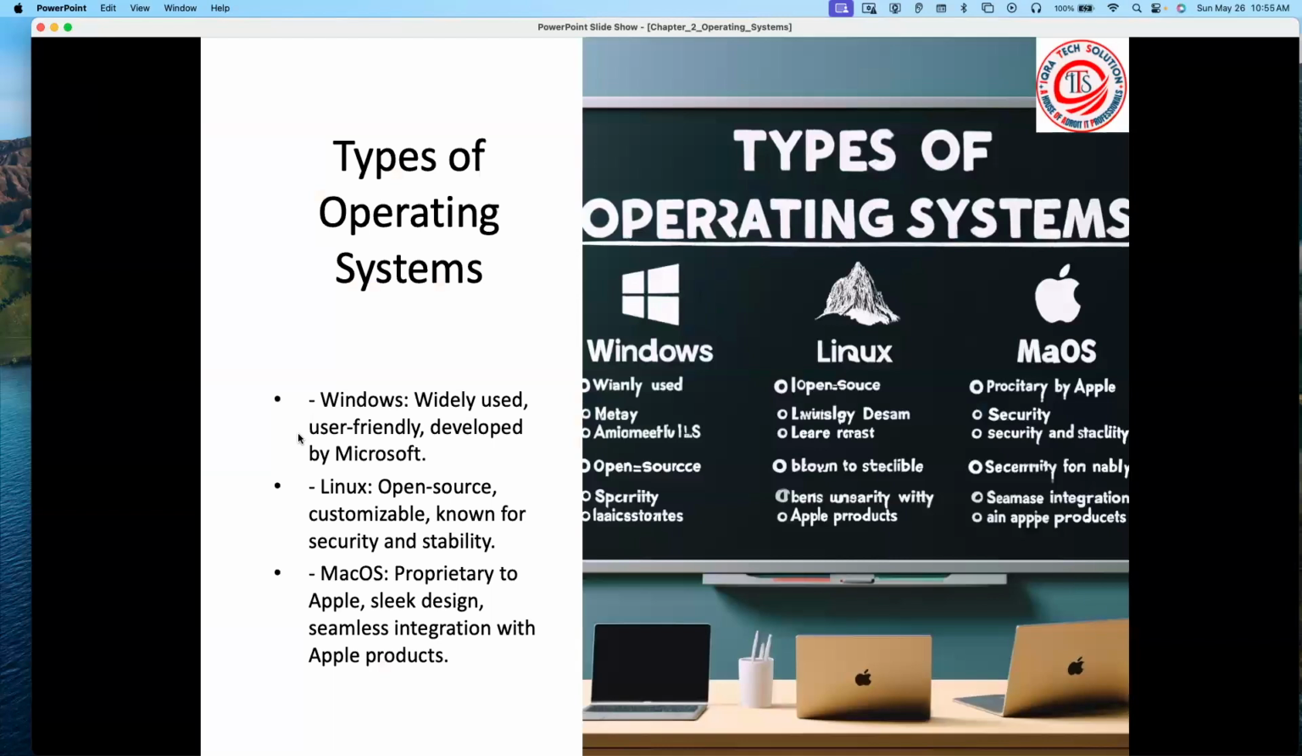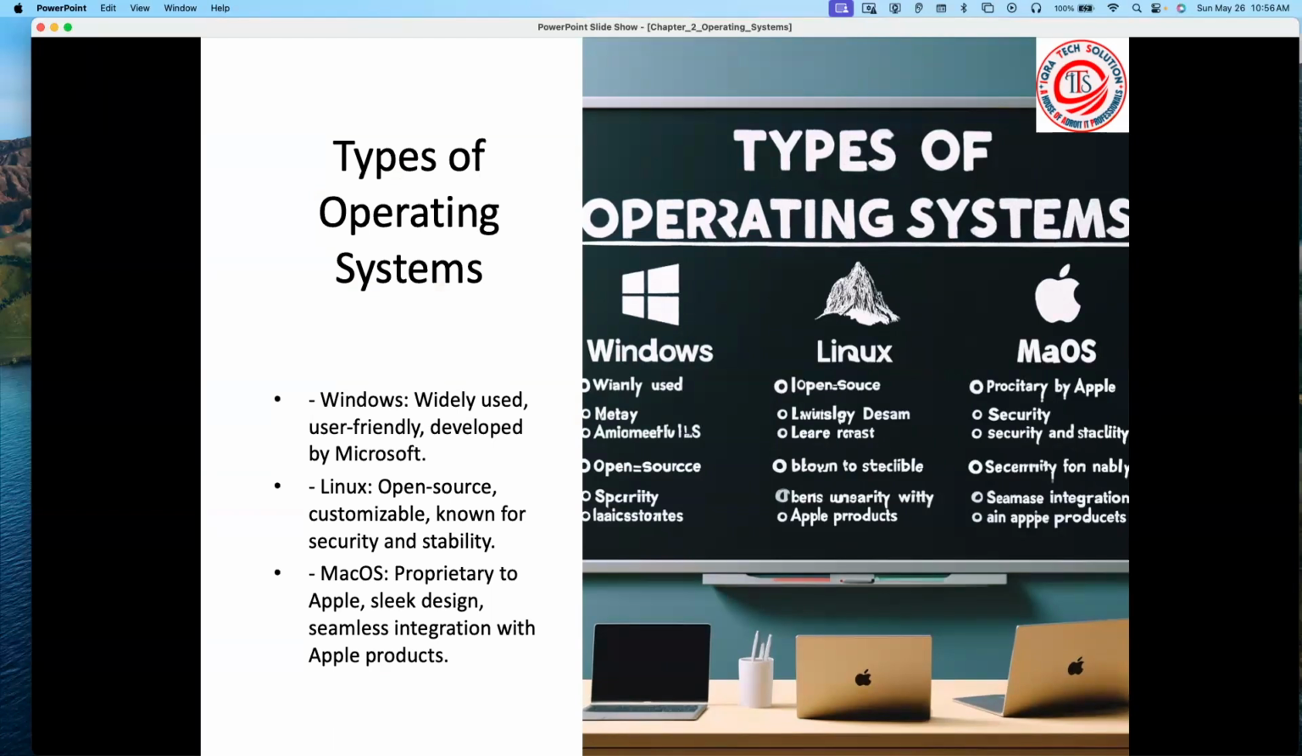First up, let's talk about the types of operating systems. Operating systems are the backbone of your computer, managing both the hardware and software resources. They are the foundation of computer functionality. There are three main types of operating systems we need to know.